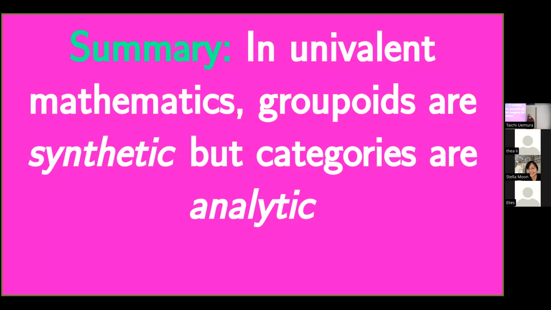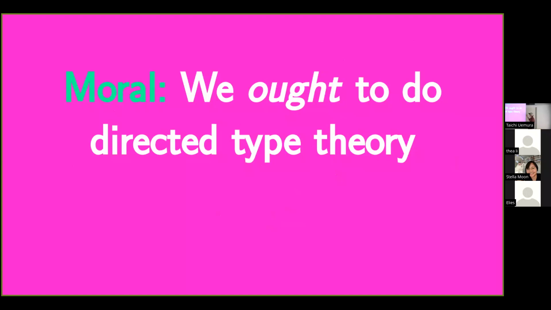And so what I'm claiming is that we should fix this, or if we can, we should fix this. And so the moral of this story is that we should do synthetic category theory if we can, which means we should do directed type theory.